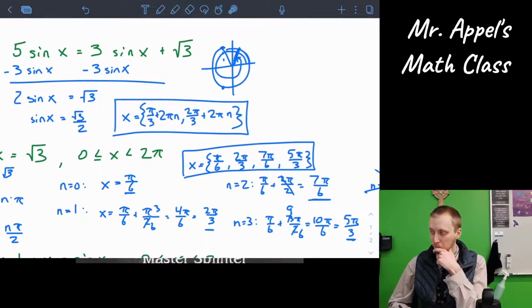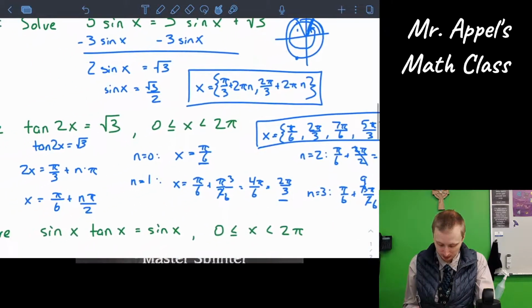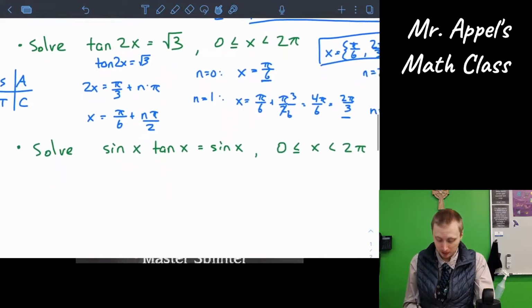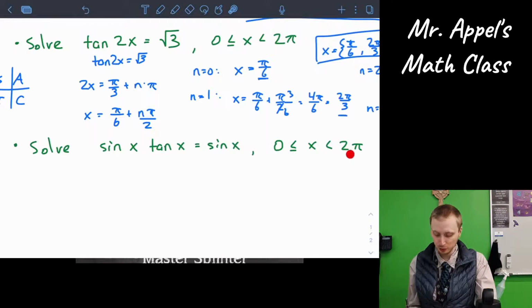No? All right, last one. Solve sine x tangent x equals sine x on the interval x is between 0 and 2 pi. Okay, that looks really common.